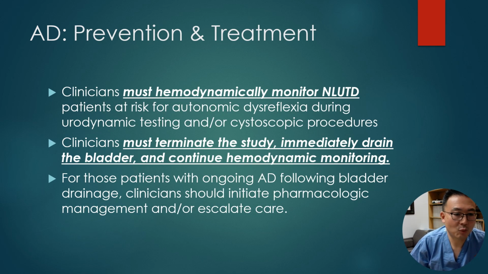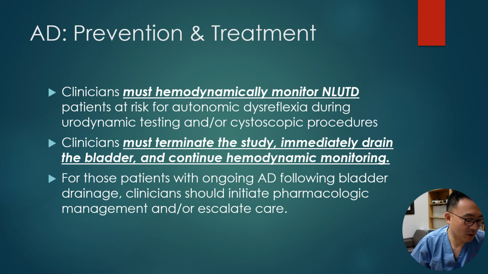So what is the prevention and treatment of autonomic dysreflexia? Well, number one, clinicians must hemodynamically monitor patients with neurogenic dysfunction that are at risk for autonomic dysreflexia. As I mentioned, spinal cord injury above the level of T6 during urodynamic testing and or cystoscopic procedures. And clinicians must terminate the study, immediately drain the bladder, and continue hemodynamic monitoring. And for patients with ongoing autonomic dysreflexia following bladder drainage, clinicians should initiate pharmacologic management and or escalate care.